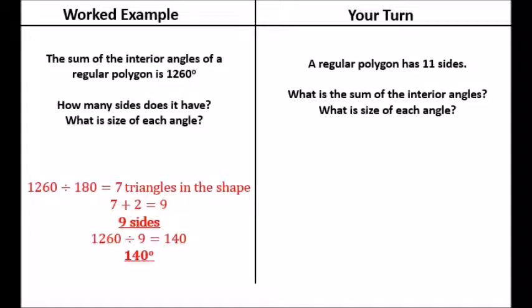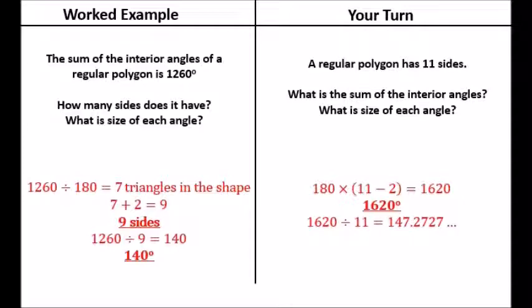Your turn. Pause now to have a go at the question on the right. So in this question, a regular polygon has 11 sides. If it has 11 sides, that means we have 180 multiplied by 2 less than 11 to give us the sum of the interior angles. Therefore 180 multiplied by 9, 1620 degrees. What is the size of each angle? In this case, if we have 1620 degrees and it's a regular polygon, that means every angle is the same size. 1620 divided by 11 will give us the size of each angle, which is 147 degrees to 3 significant figures.